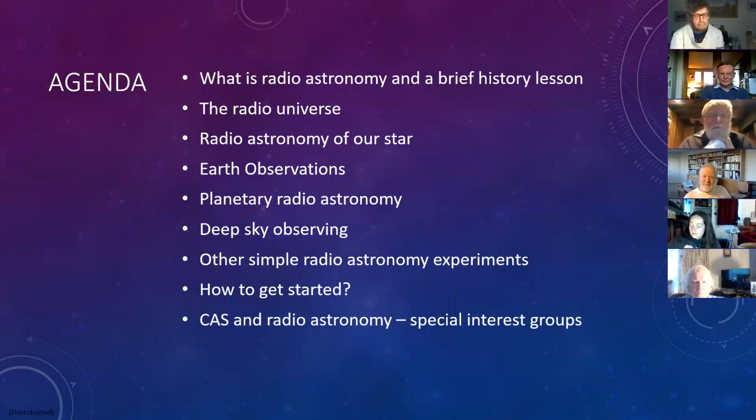These are not specifically around natural radio emissions, but around things like meteors and aurora that you can have a look at. And we'll have a very quick look at how we can get started, and talk about what the special interest groups for CAS are and how we're going to set those up. And then I'll take any questions at the end.